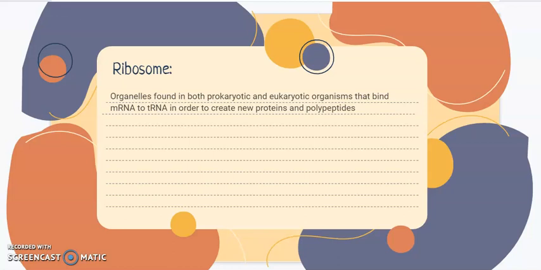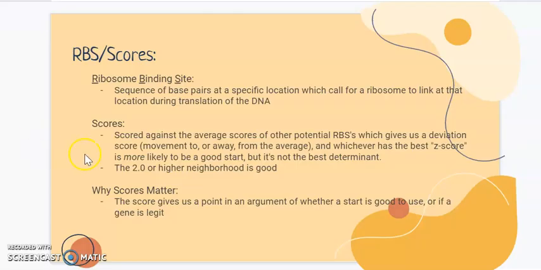Okay, a ribosome is an organelle found in both prokaryotic and eukaryotic organisms that binds to the mRNA and tRNA in order to create new proteins and polypeptides. So you should know mRNA and tRNA from your standard biology class. If those terms don't make sense to you, look them up, but that's in relation to a ribosome.